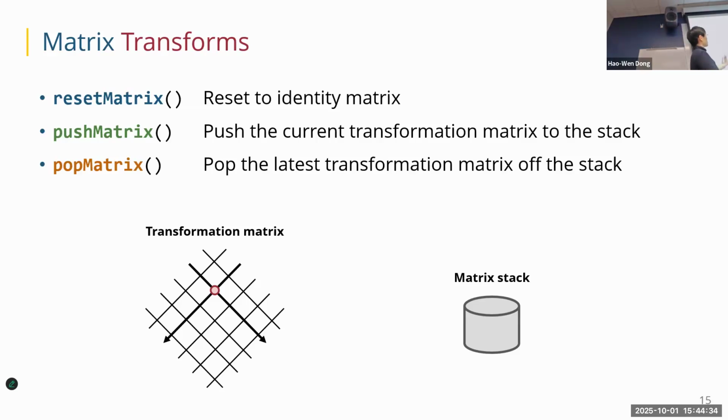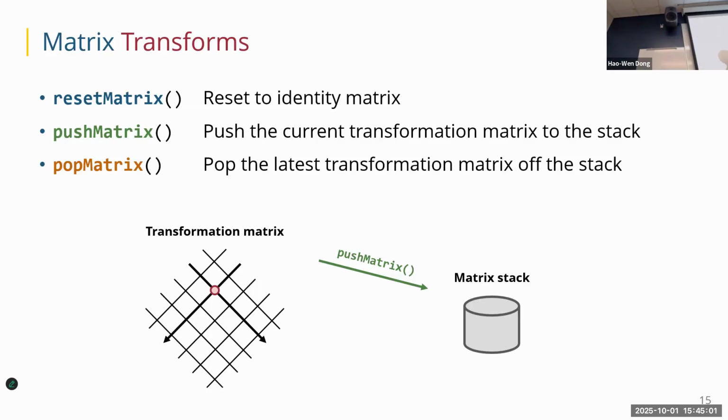So you started with an identity matrix and you change it to some shape. You play with your transformation matrix and imagine that this is the transformation matrix that you have. Then one thing you can do is push matrix. Now you can temporarily store this matrix in the matrix stack. And then you can say reset matrix and work on whatever stuff.